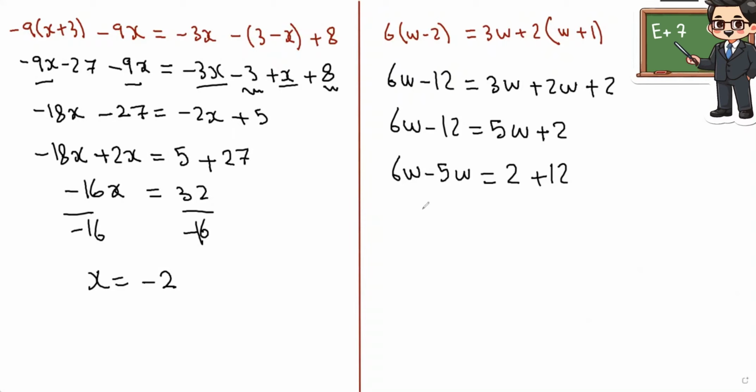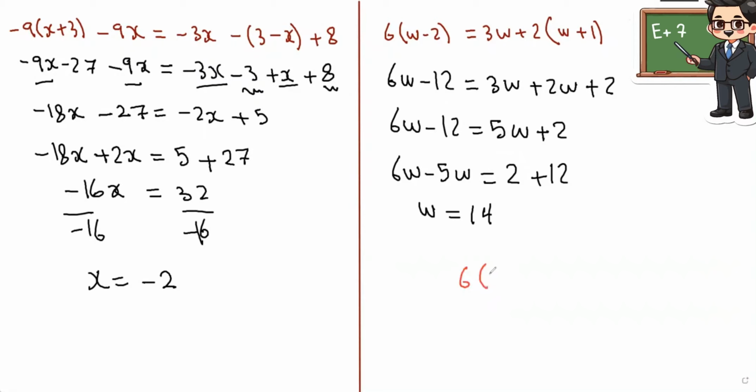Therefore, 6w minus 5w gives you w, 1w. So now 6w minus 5w will give you 1w equals 2 plus 12 is 14. Now, you know what I'm going to do? I'm going to double check if my answer works. So now just plug in the 14 for all the w's here.